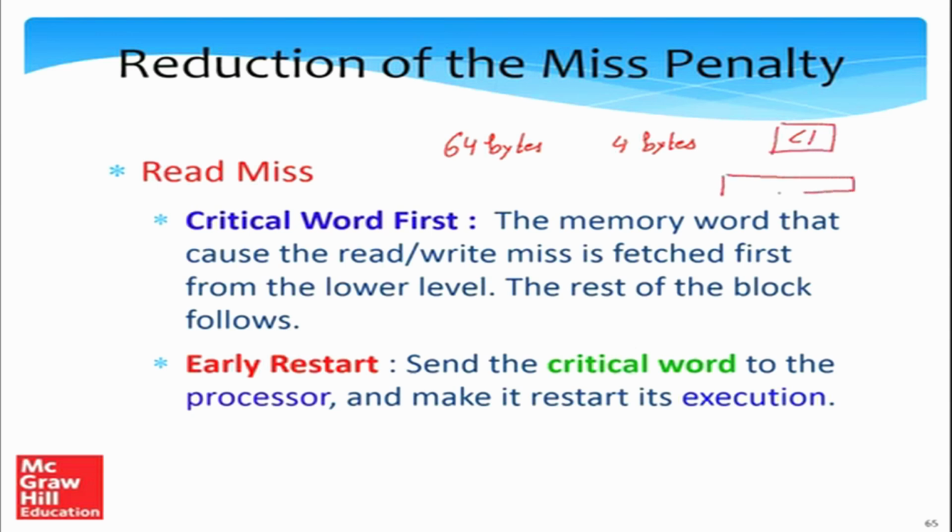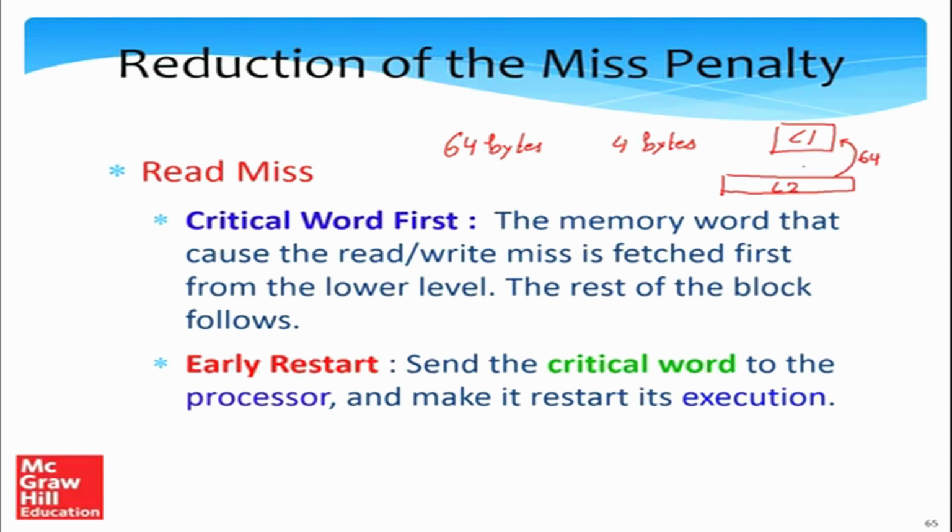Consider the L1 cache and consider the L2 cache. If the L2 is supplying 64 bytes to the L1, how will it supply? Essentially there are some copper wires between L2 and L1, and it can take multiple cycles. Typically we can only transmit something like 4 bytes at a time.